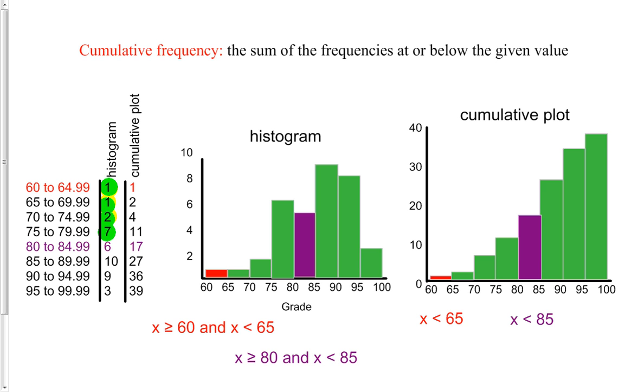You'll notice that with a cumulative frequency plot, it's always going to start near 0 and end near 100%. So it's always going to have something like that.